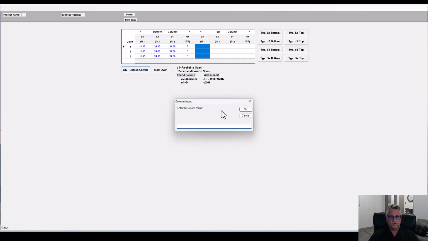Fixity means fixed at the far end. You're always fixed locally. There's no way to pin the member where it's framing into the column. You don't do that in monolithic cast-in-place concrete. But at the far end, you have the option of having fixed or pinned, so that's what that is asking you. Our top column was the same, a 24 by 24, 11 foot 4 inches tall with a fixed far end.